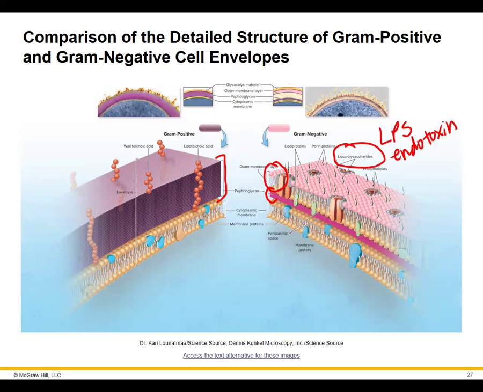But this is why it's endotoxin. Endo means inside, right? Endo means inside. So endo, because it's part of the cell itself. It's not secreting this toxin. It's actually part of the cell.